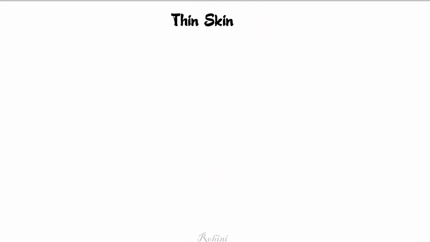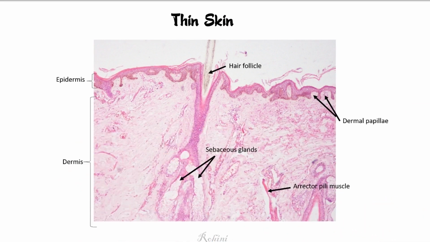Thin skin has similar features as the thick skin with the epidermis and dermis. Here the features which help in identification are the stratified epithelium and the appendages of skin, namely the hair follicle, erector pili muscle and the sebaceous glands. In this slide we can also appreciate the melanin granules giving the stratum basale a brownish discoloration.